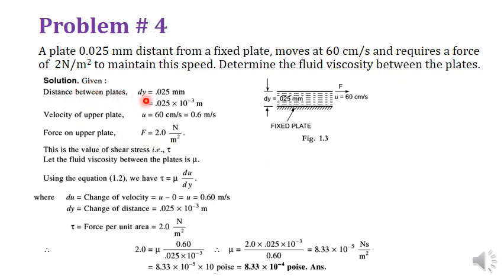Given: distance between the plates dy, 0.025 millimeters, converted to meters, 0.025 into 10 raised to power minus 3 meters. Velocity of the upper plate, 60 centimeter per second, u, 0.6 meter per second. Force on the upper plate is 2 Newton per meter square. Force in terms of resistance, shear stress. Now if the force is given like this, then this is the value of the shear stress actually. I have told you. Let the fluid viscosity between the plates be mu, that is our required parameter to be determined after this input data.